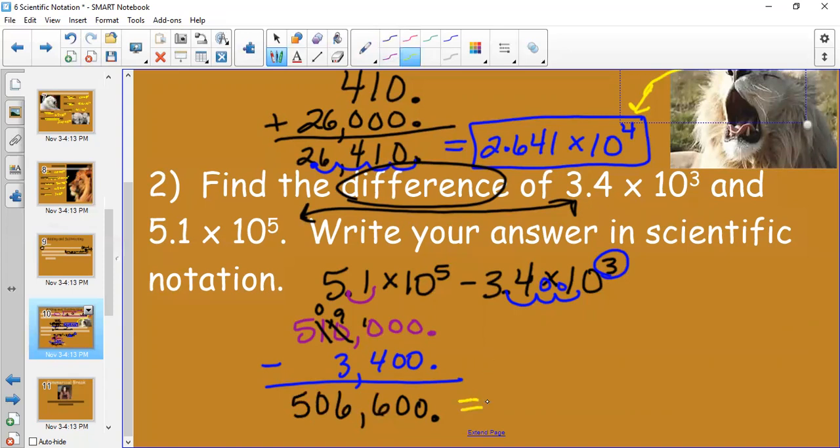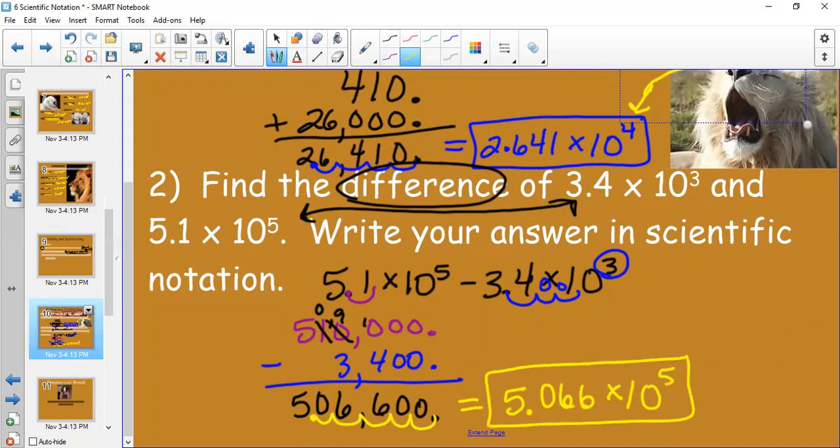So let's put equals, and this would be 5.066 times 10 to the, how many times do we move it? 1, 2, 3, 4, 5. And that's our final answer. Again, you will see that it usually matches the bigger exponent. It's a good sign if it does.